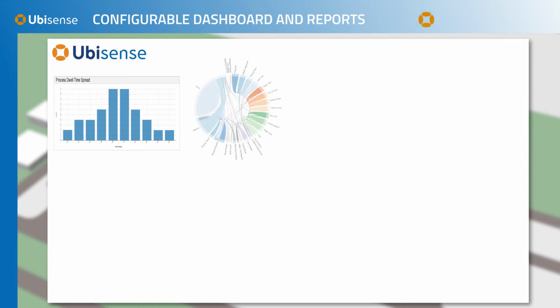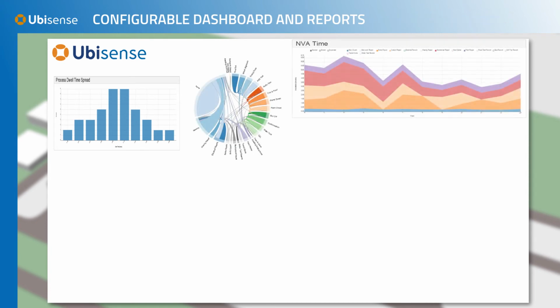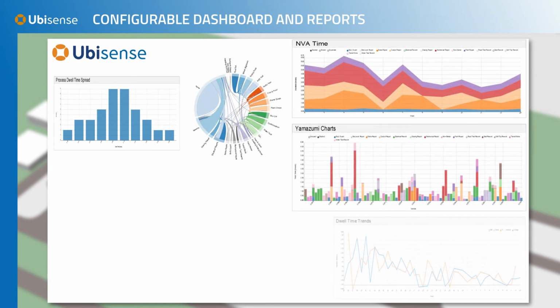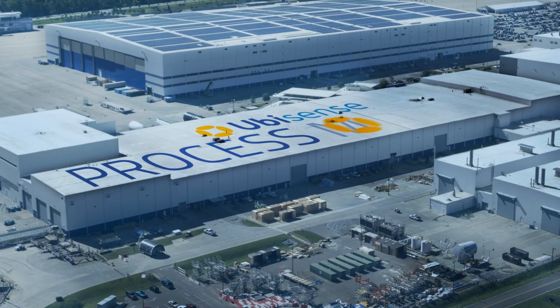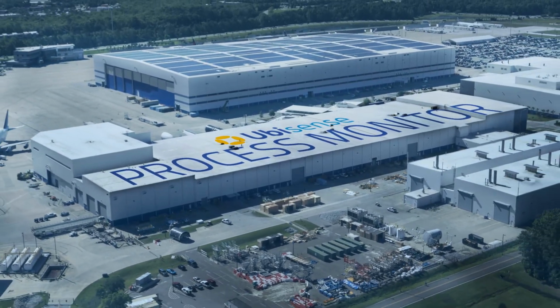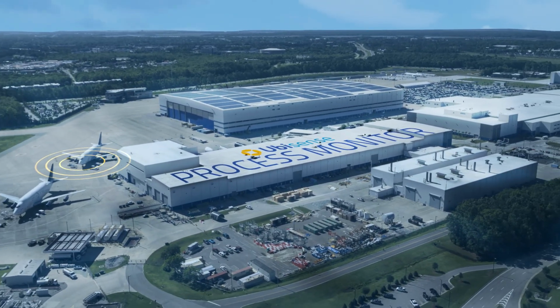Configurable dashboards make it easy to track the KPIs that matter, while historical and real-time reports enable users to analyze the flow of objects to optimize any monitored process. Process Monitor from Ubisense, increasing visibility and streamlining operations.